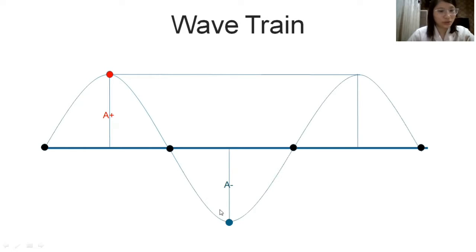The lowest point of a wave is called the trough. The height of a wave is called amplitude. There is a positive amplitude and there is a negative amplitude. The distance from one crest to another crest is called a wavelength. One wave cycle is equal to one positive wave and one negative wave.